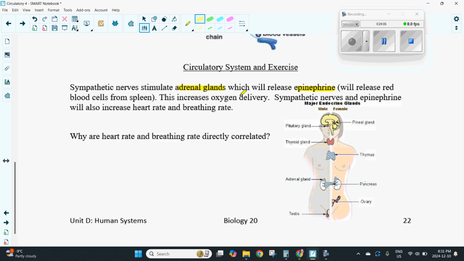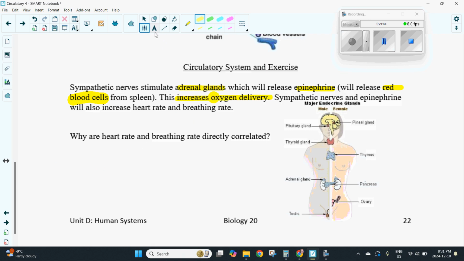But what you really need to know for Bio 20 is simply that when epinephrine is released, it's increasing oxygen delivery. How it does so is by releasing red blood cells. If you release more red blood cells, this means that more oxygen is able to be carried through the body. So when you're in that fight or flight response, your spleen is getting a signal to release red blood cells so that you can deliver more oxygen to the muscles of your body so that you can either run or flee.